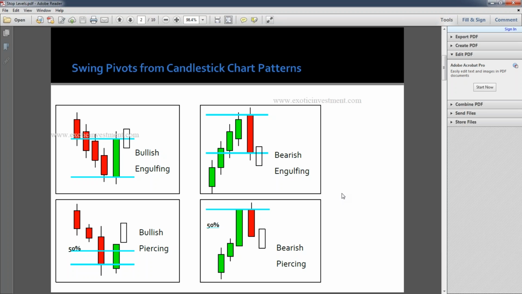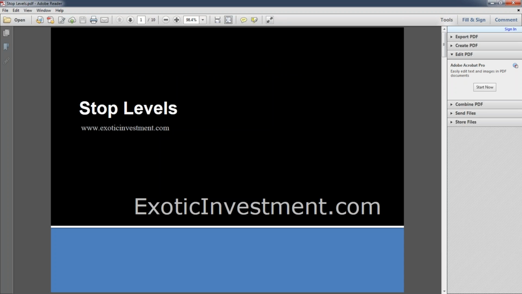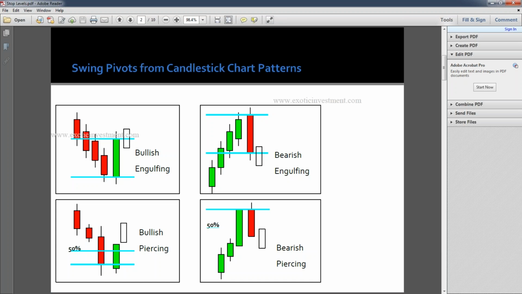Okay, so let's go through the stop, where you have to place the stop and all those things. The stop level is calculated according to this. So you will look into the bullish piercing pattern or bullish engulfing pattern or bearish engulfing or bearish piercing pattern, and afterwards take a trade according to that.